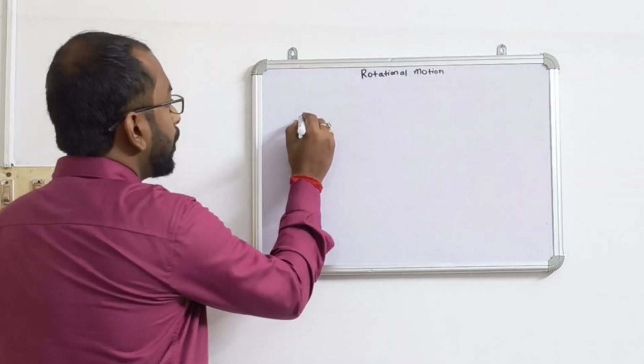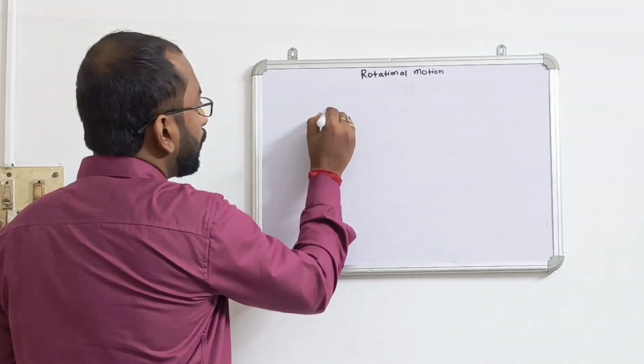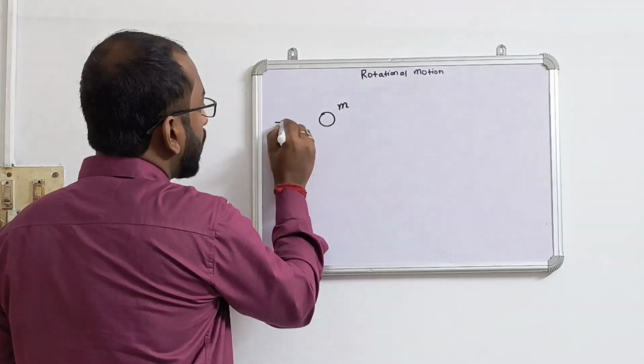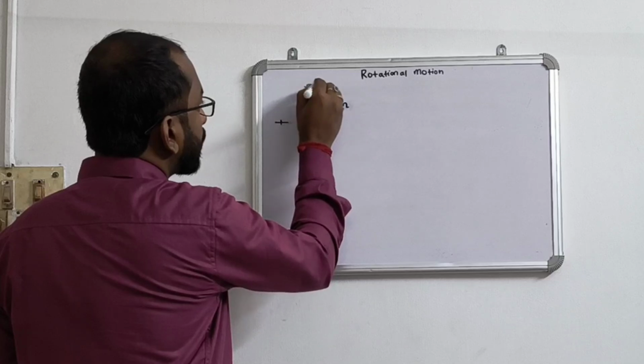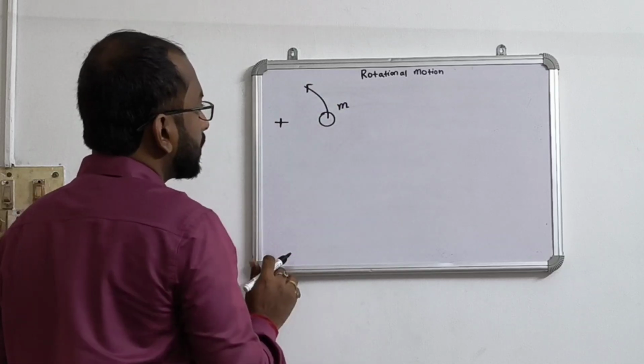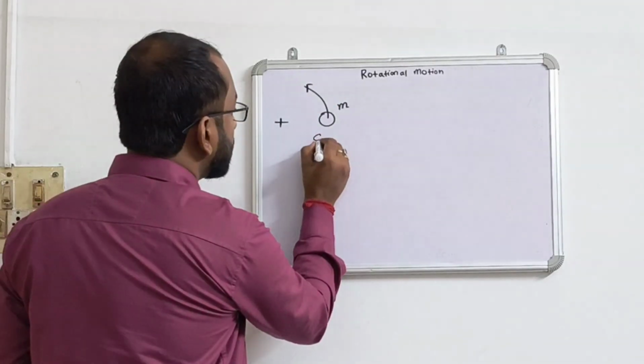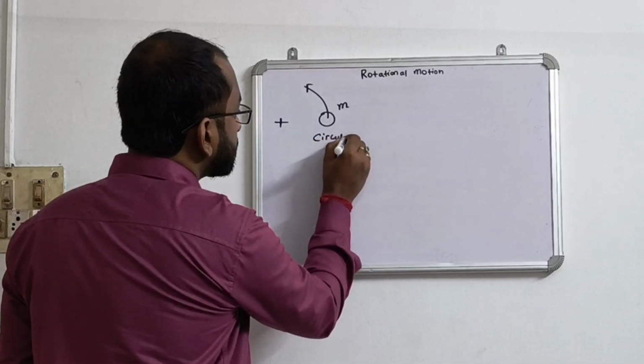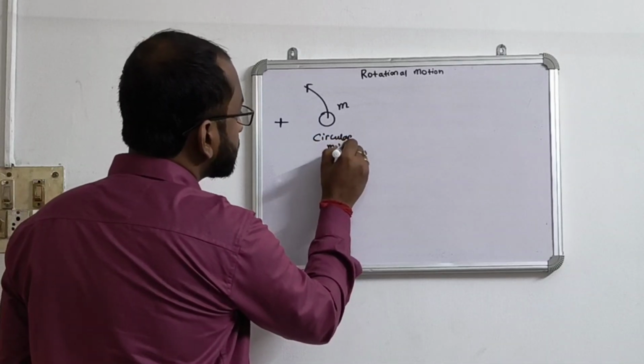So far you already know that when we are interested in the motion of one particle rotating with respect to one particular point, that is called circular motion.